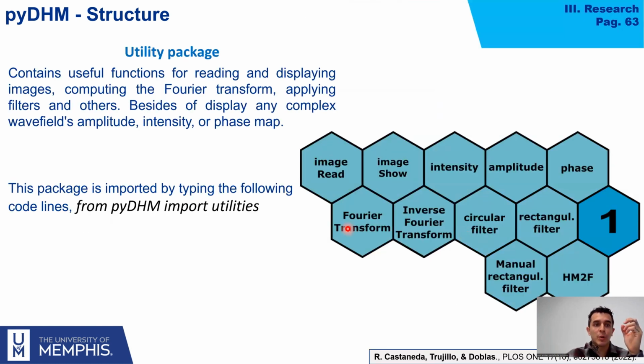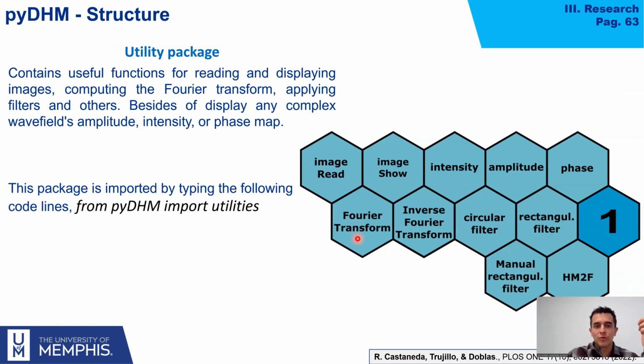So the first package is the utility package. In the utility package, you can find different functions that are necessary when you are working in DH and DHM, and also functions for image processing in general. For instance, you can find functions like image read, image show, and compute intensity, amplitude, and phase, of course, for digital holography.